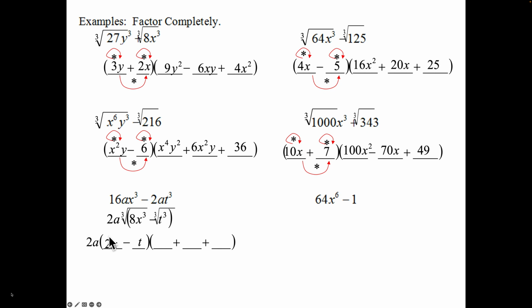Time to smile. 2x times 2x, 4x squared. 2x times t, 2tx or 2xt. t times t, t squared.